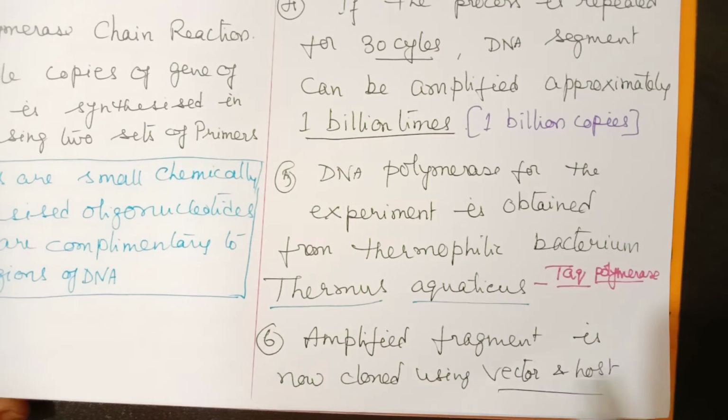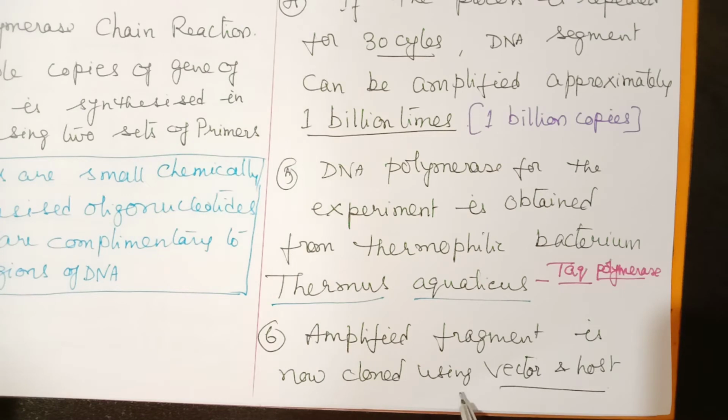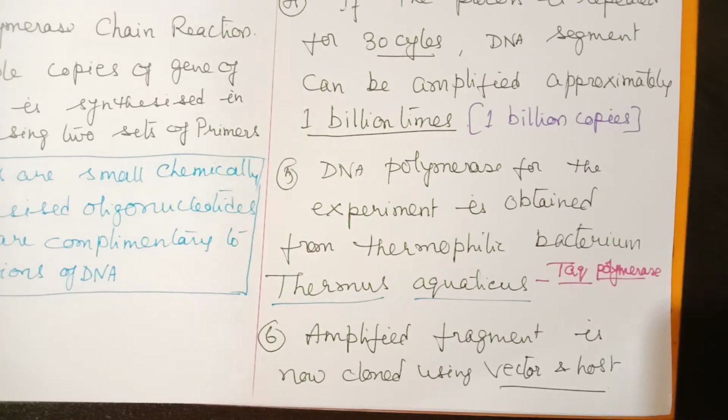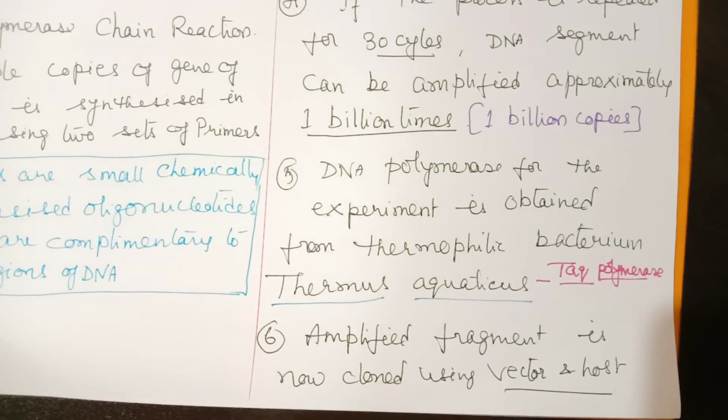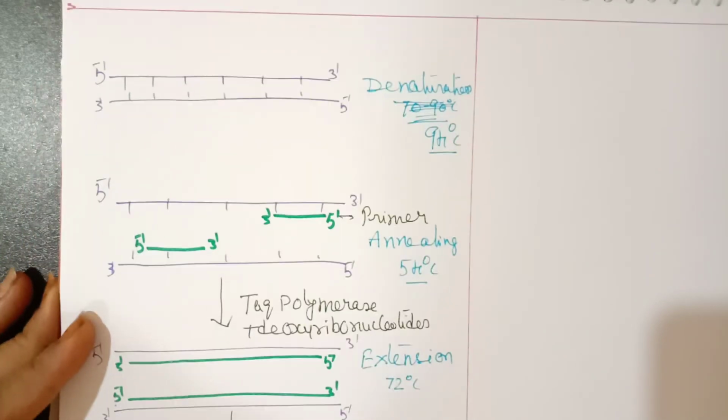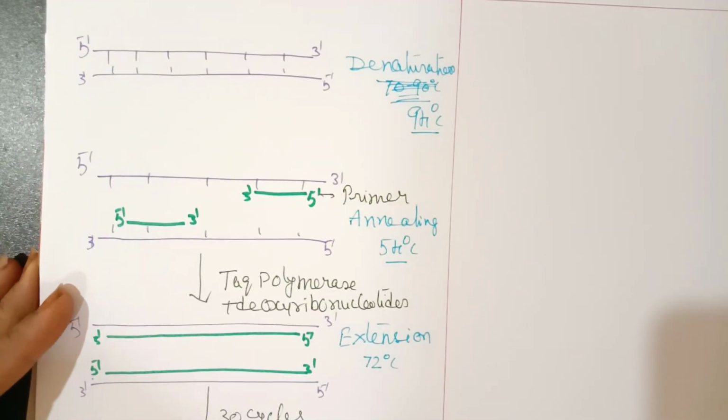Now this amplified fragment is cloned using a vector and host. Remember one thing, the PCR technique is used only for gene cloning without using a host. So let us see diagrammatically what this PCR technique is. This is a diagrammatic representation of the PCR technique.